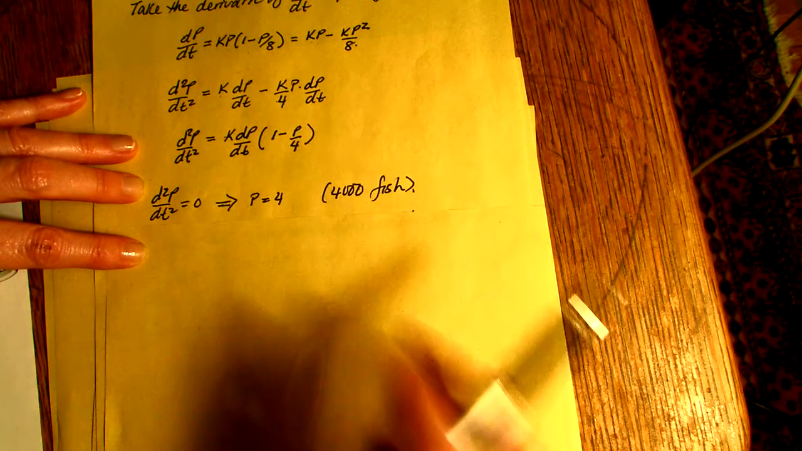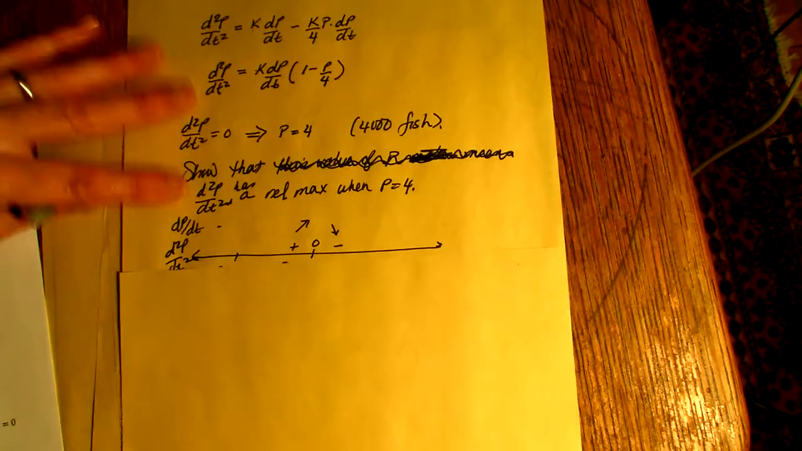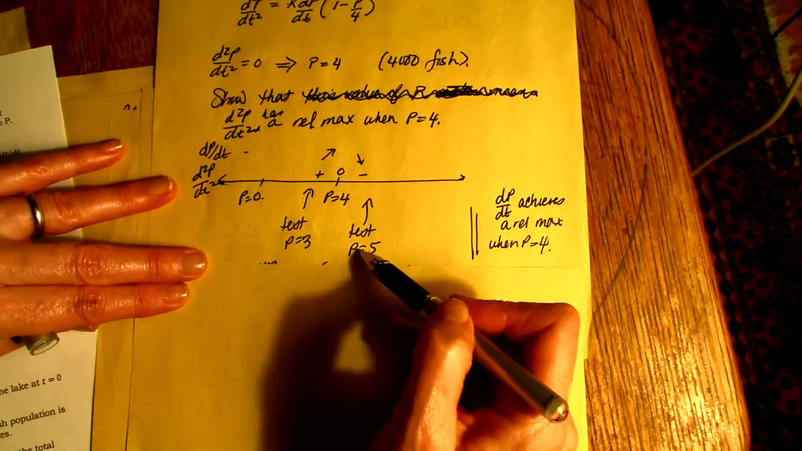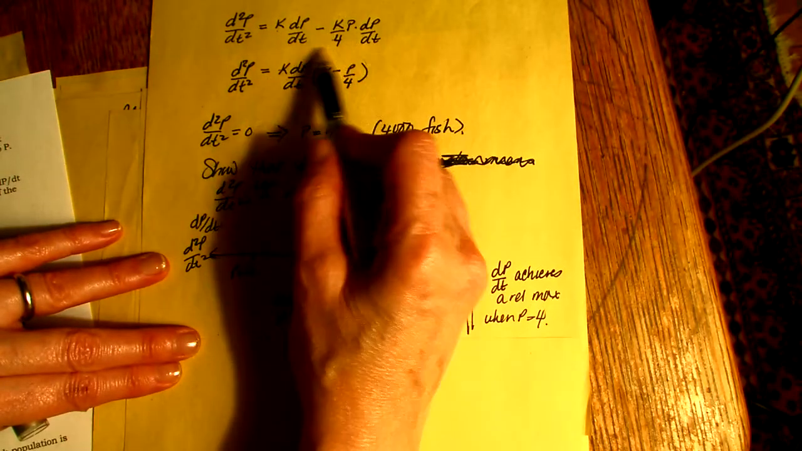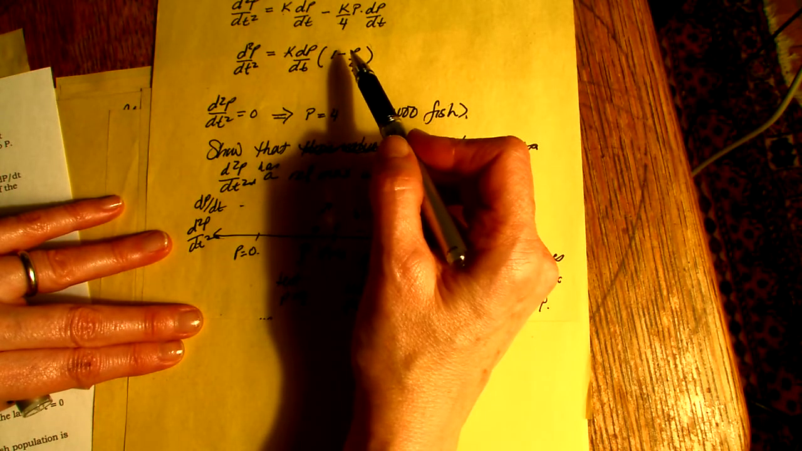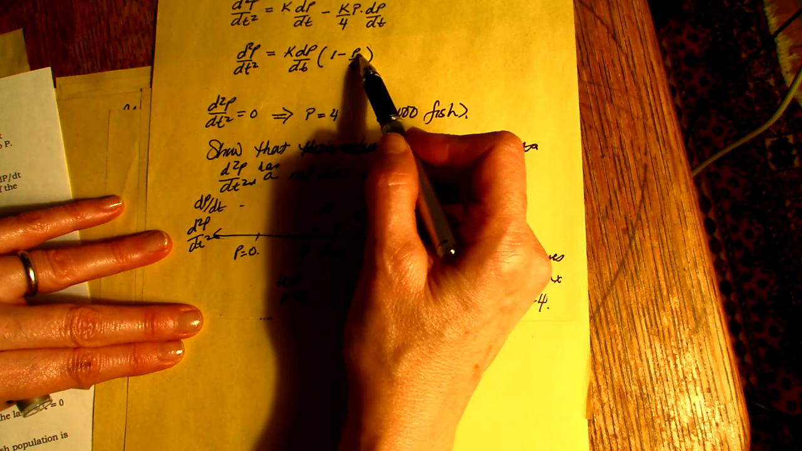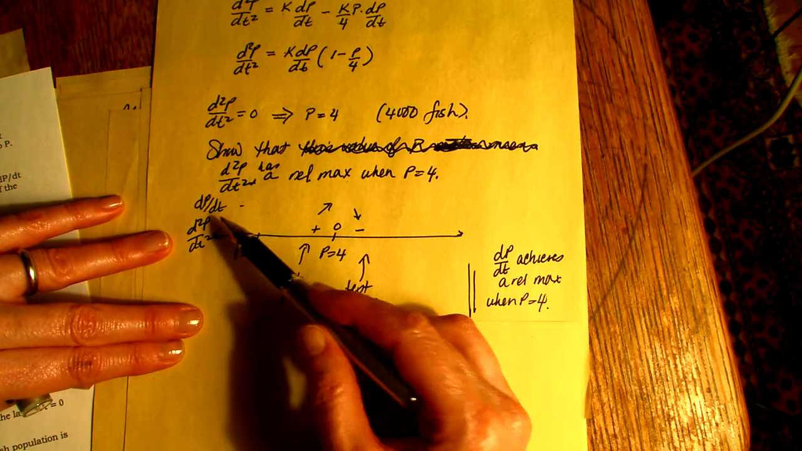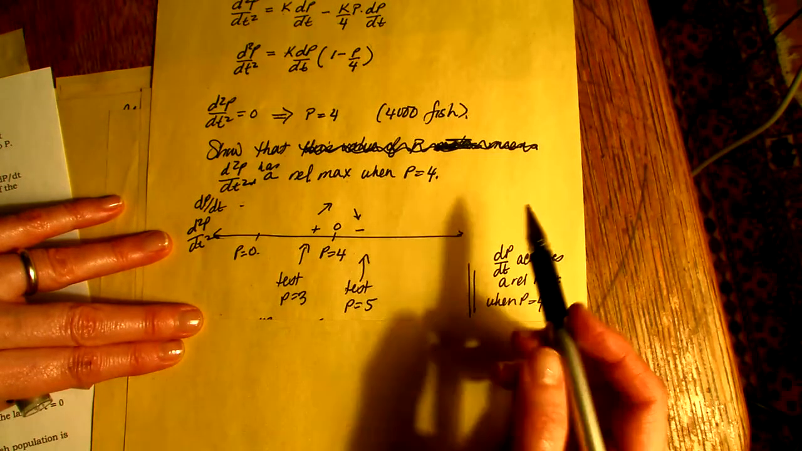You have to still show that that's a relative maximum, so you can use a number line to do that. You might test P equals 3 and P equals 5 to show that this is positive when P equals 3 and negative when P equals 5, and you're going to achieve a relative maximum of dP/dt when P is equal to 4. Okay.